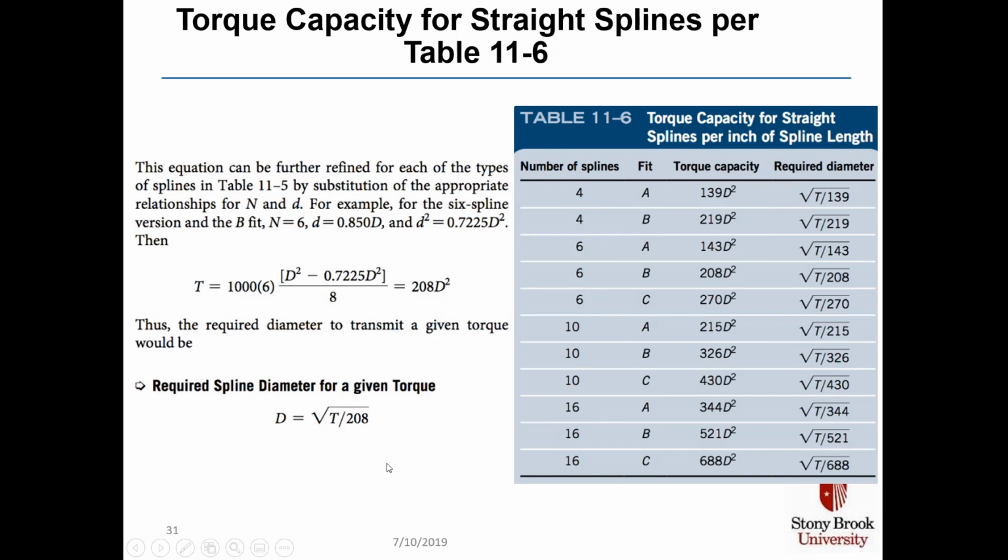And it makes for a very simple table. It tells you that based on the large diameter of the spline, you always have a torque capacity that is equal to a fixed constant, different numbers, 139, 219, 143, etc. We give this fixed constant the letter capital K times the diameter squared. So all you really need to know is the straight spline, what's the large diameter, or what's the number of splines in the fit, and then you can always figure out the torque capacity.